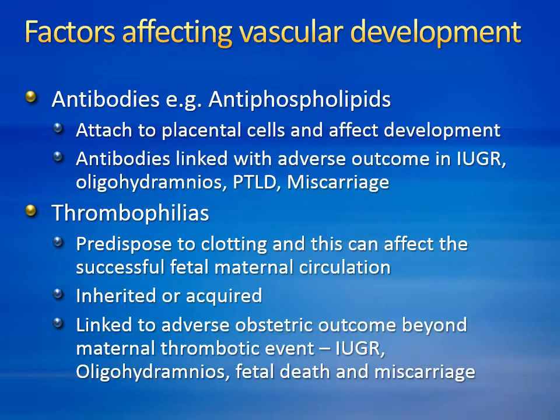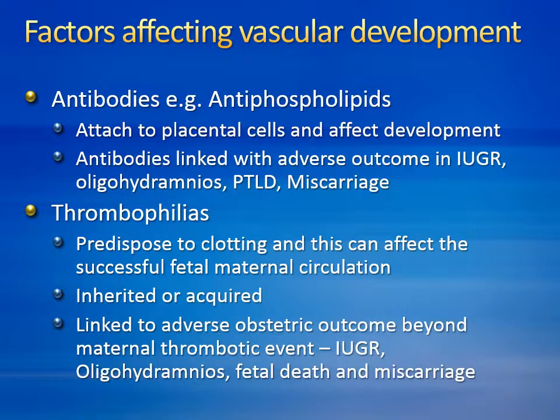Many years of research have focused on factors that affect the vascular development of the utero-placental tree. Indeed, antibodies, such as antiphospholipid antibodies, have been identified that can attach to placental cells and affect the development of these. Antibodies, for example, have been linked with adverse reproductive outcomes, such as IUGR, oligohydramnios, preterm labor and delivery, and miscarriage.